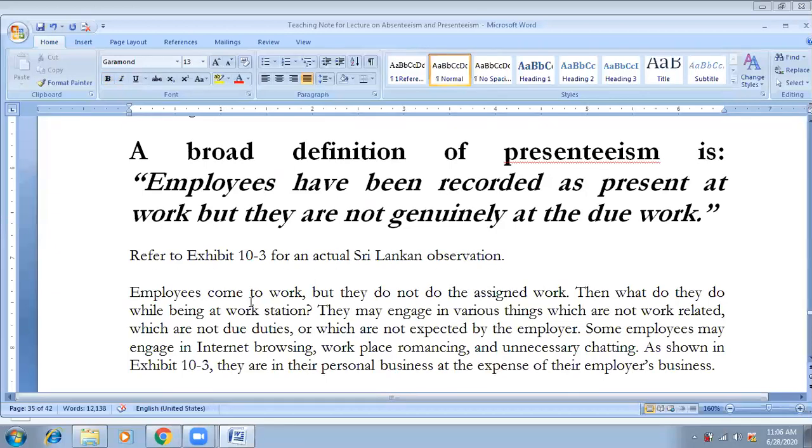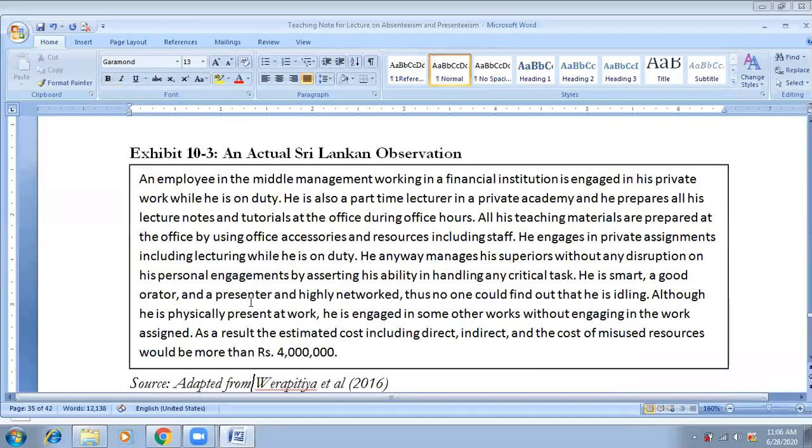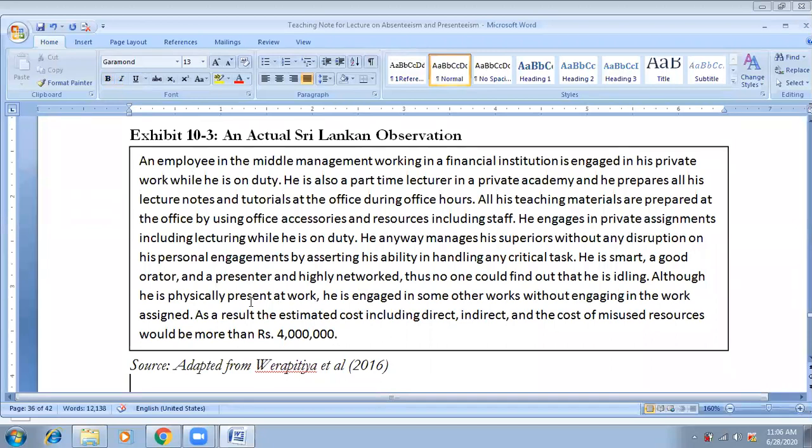Okay, this is also presenteeism. So look at this example. I'm not going to show all these examples because this is online. An actual Sri Lankan observation.